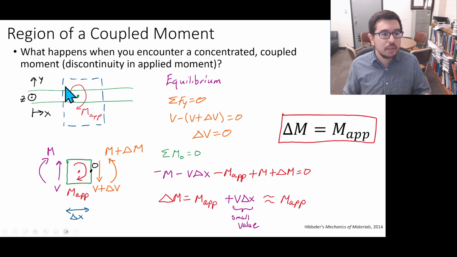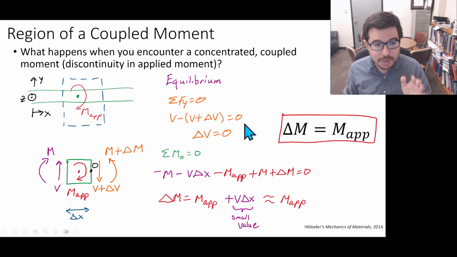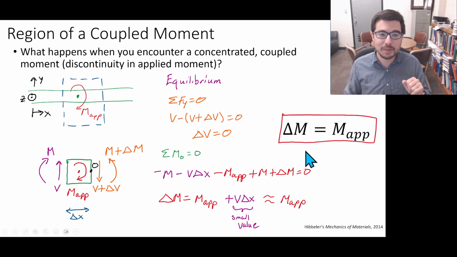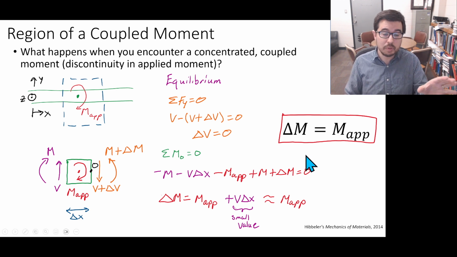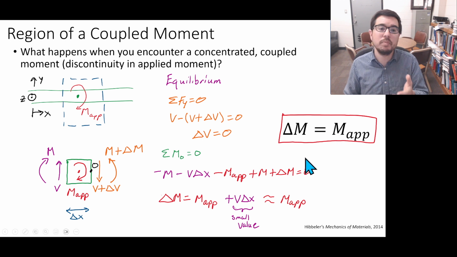Notice this applied moment is negative, but the change in internal bending moment ends up being positive. The math, the equilibrium, and our diagram display this, but it's something to keep in mind when we're not going to do this derivation every time. We're just going to apply this equation. This is contrasting to what we saw when we were looking at the applied force, which was in the positive direction and resulted in a positive change in the internal shear force.